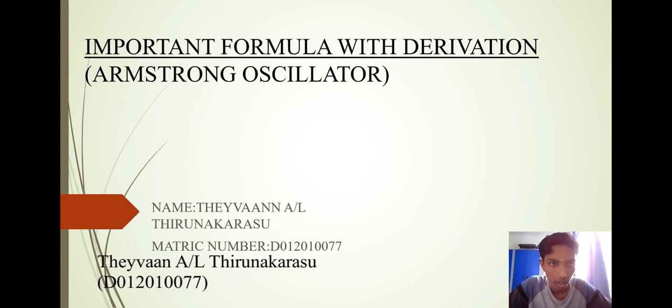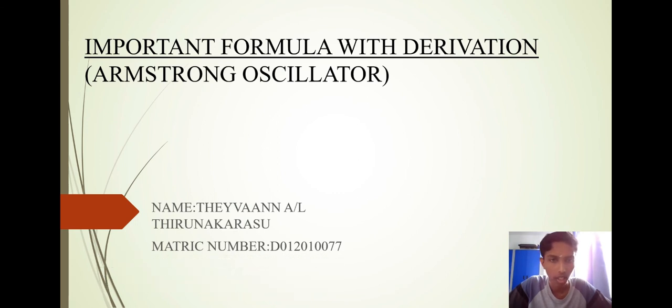Today I am going to explain the important formula with derivation of the Armstrong oscillator. Before we get into the Armstrong oscillator, let's learn what an oscillator is. Oscillator means vibration. In order to work as an oscillator, the circuit must meet a criterion, which is called the Barkhausen criterion.